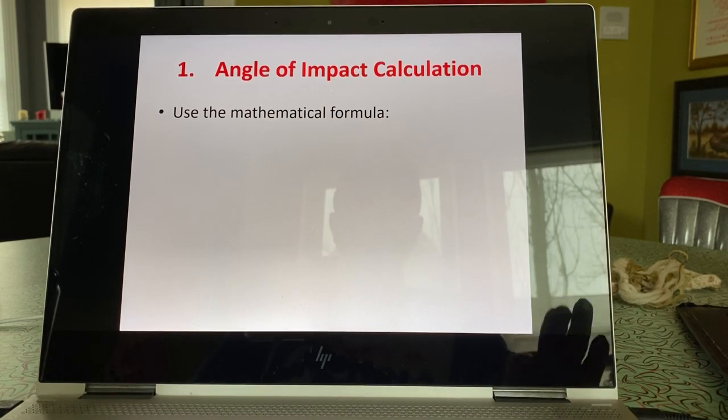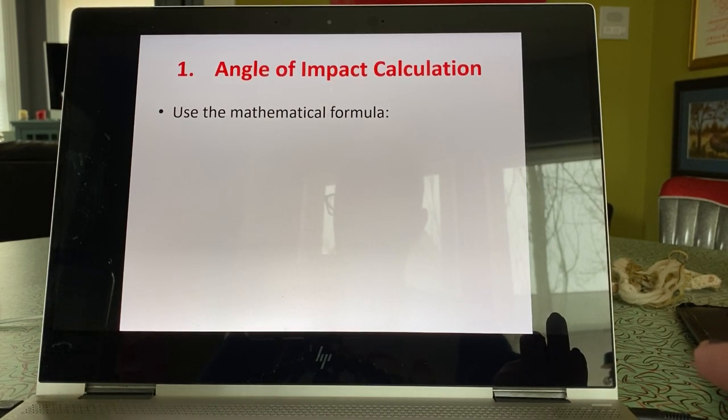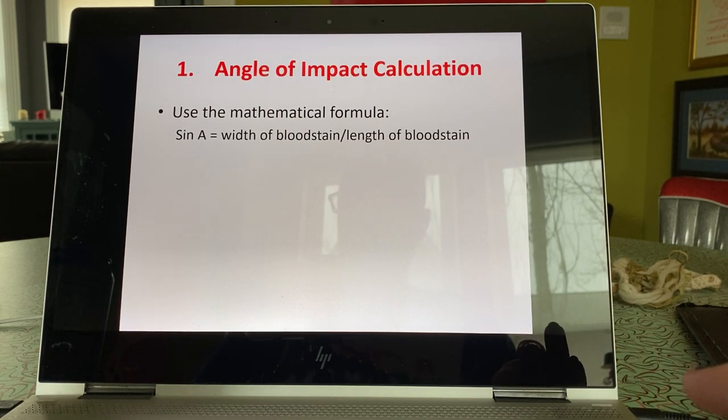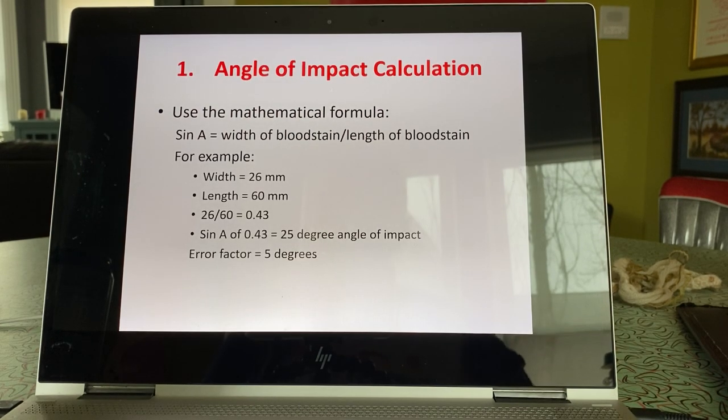And you're gonna use this mathematical formula. Now, I don't want you to panic because I'm not asking you to do any type of math on the homework or on an exam. But it basically works like this. You take the width of the blood stain, divide it by the length of the blood stain, and then you take the inverse sine of that, and it will give you the approximate angle of impact. Now, this is not a perfect method. There's always an error factor. Usually it's about 5 degrees. So we would say that the angle of impact of this particular blood stain was between 20 and 30 degrees.